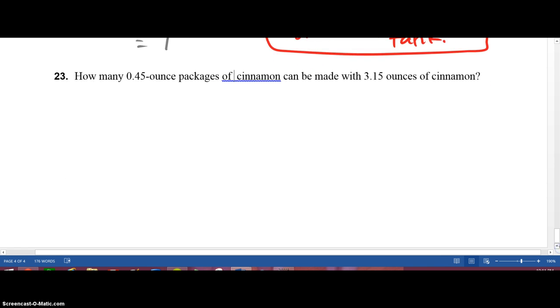Now our last problem says how many 0.45 ounce packages of cinnamon can be made with 3.15 ounces of cinnamon. So we know we have 3.15 ounces of cinnamon, and we're going to make 0.45 ounce packages. So how many of those? We were actually going to end up using division. So I want to do 3.15 divided by 0.45. And this is going to tell me how many ounce packages I can have.